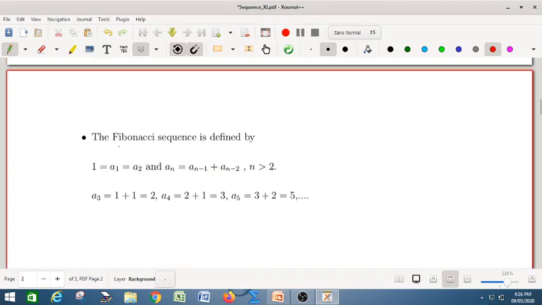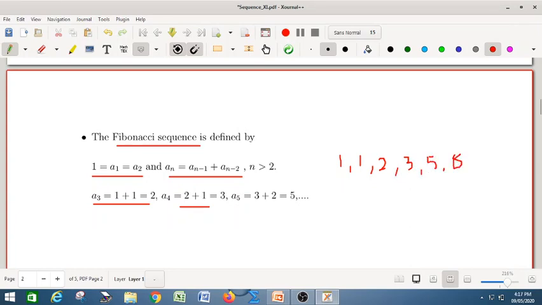Also we know the Fibonacci sequence, a very important sequence named after the Italian mathematician Fibonacci. The first two terms are 1, and the terms are related by an equals an minus 1 plus an minus 2. So a3 is 1 plus 1, which is 2, a4 is 2 plus the previous term 1, which is 3, a5 is 3 plus the previous term 2, equal to 5, and so on. So this is the Fibonacci sequence. The terms are 1, 1, 2, 3, 5. If you add the previous two terms you will get the next term. This is how the Fibonacci sequence goes on.